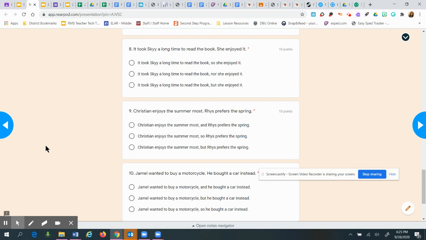Number 8: It took Sky a long time to read the book. She enjoyed it. It took Sky a long time to read the book, so she enjoyed it. It took Sky a long time to read the book, nor she enjoyed it. It took Sky a long time to read the book, but she enjoyed it.